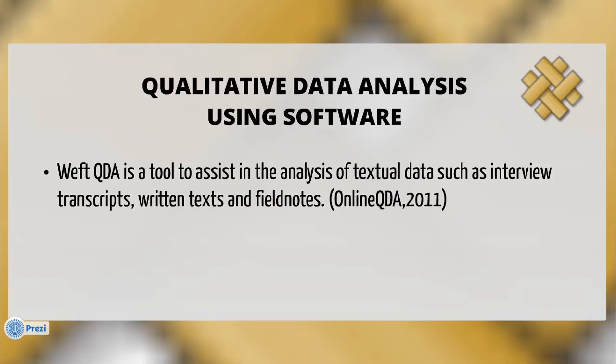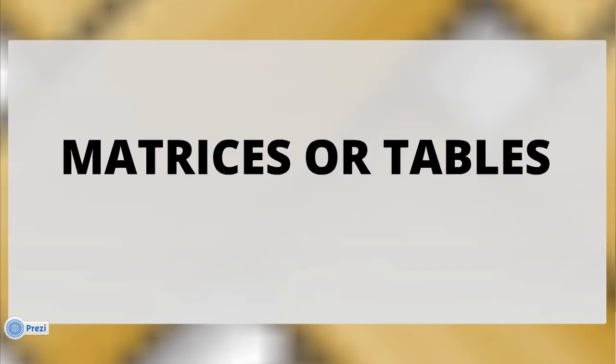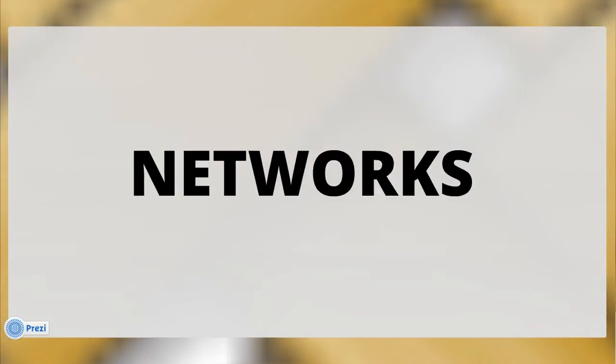For example, WEFT QDA. It is a tool to assist in the analysis of textual data such as interview transcripts, written texts, and field notes. Matrices or tables. It can be produced formally or informally through freehand writing or computer programs. It is used to record variables such as time, levels of measurement, roles, outcome, and effects. Networks. It is a method in displaying qualitative data.